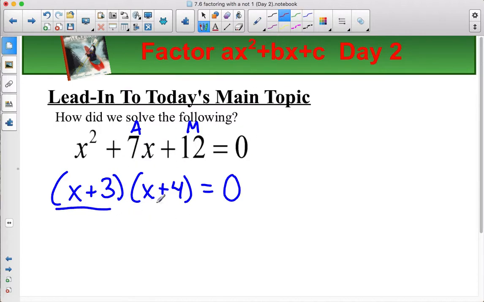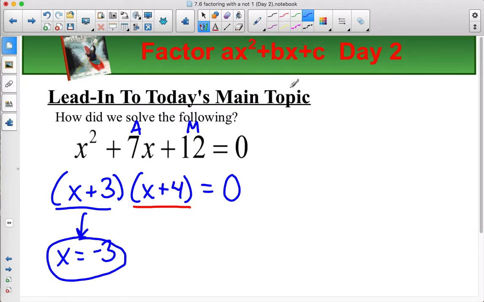Now I have, let's do blue piece times red piece equals 0. One of them has to be 0, so in order for this one to be 0, it'd have to be x equals -3. So there's one of my answers. And in order for this other one to be 0, x would have to be a -4, and I've solved it. So what we're going to put together today is, if we can factor, it makes solving these equations where one side equals 0 very easy.